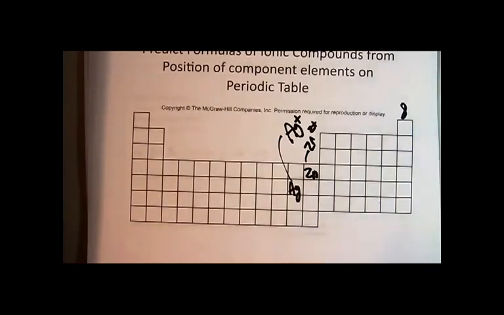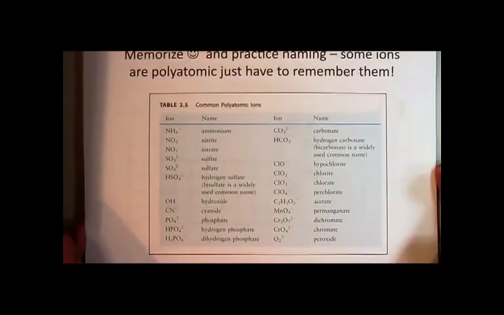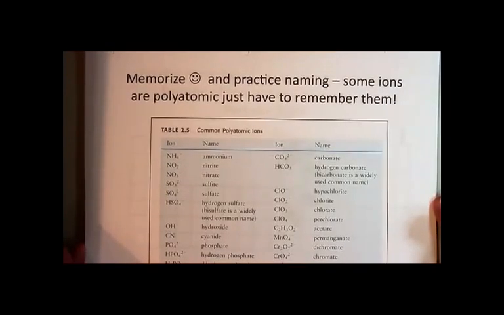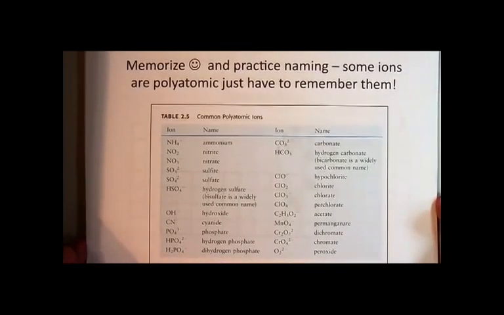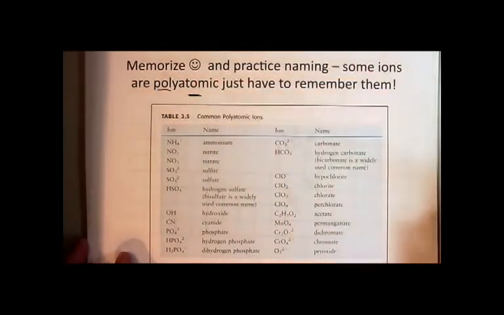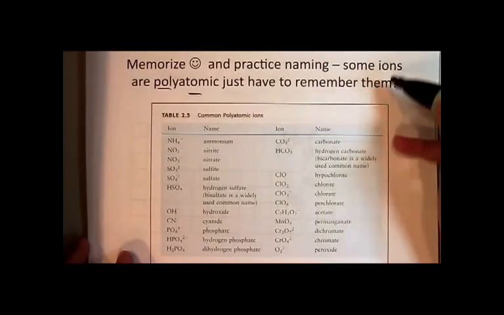All right, so when we name our ionic compounds, we name the metal using the metal name. We name the non-metal using the non-metal elemental name plus the IDE suffix. And then also, we do have some ionic compounds that are formed with what we call polyatomic, many-atom molecules that have a charge. So they're polyatomic ions.